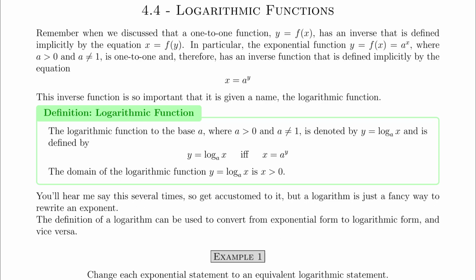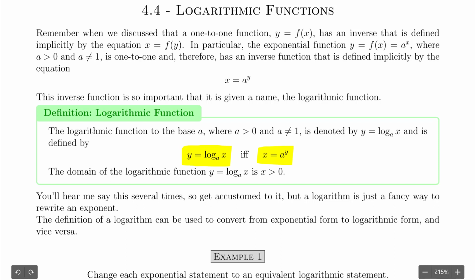So you've probably heard me mention logarithms before. Logarithms are a fancy way to write an exponent, and you can see that here in the green box. In this case, we have y equals log base a of x. That's equivalent to x equals a to the y.